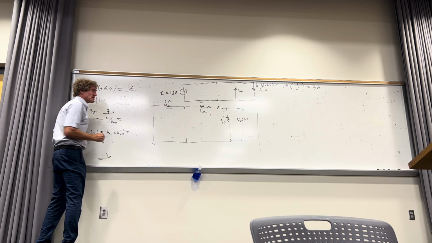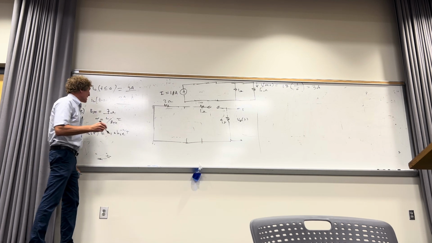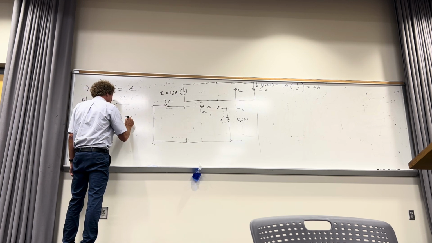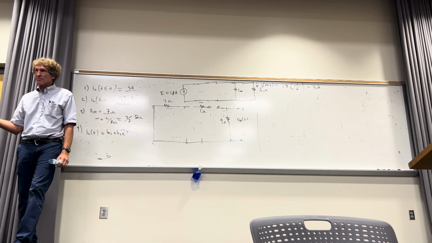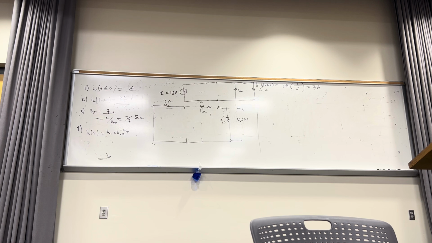What was L? Was that 2 henries? Yeah. All right, so this is going to be 2 over 7. The units would be seconds. I'm just going to leave it as 2 over 7. I don't really care about the value at this point. Are you with me? What's the next step?